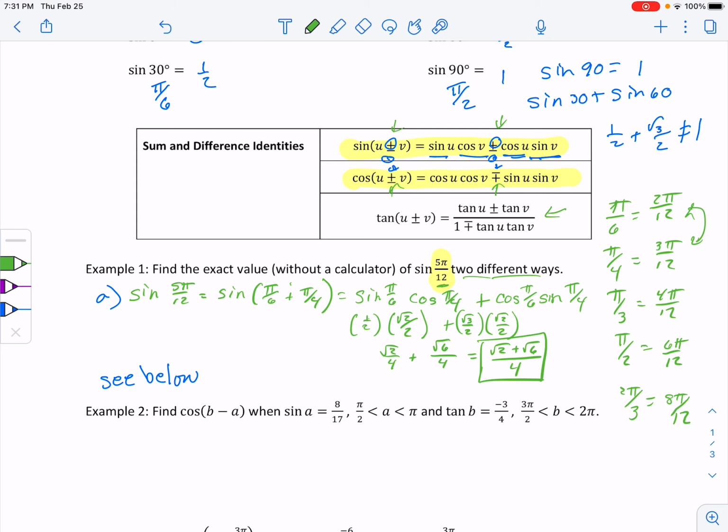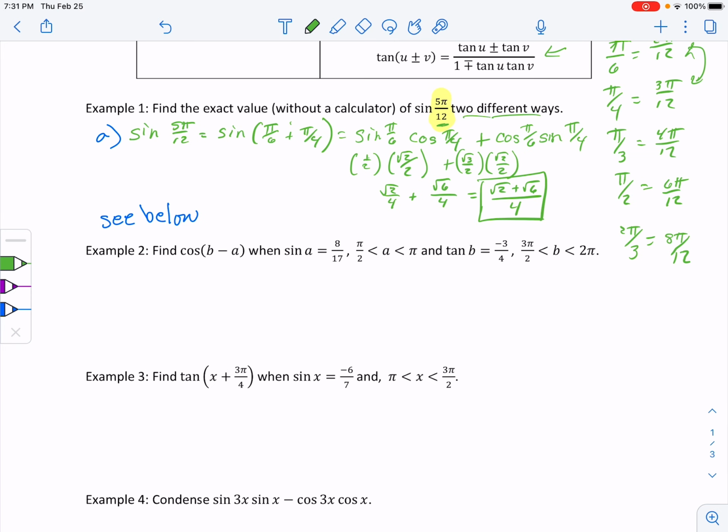All right, next. Find the cosine of b minus a when sine of a is equal to 8 over 17 and tangent of b is negative 3 over 4. You got to draw your pictures. And then pay attention to the quadrant, okay? Because it tells you if it's positive or negative.